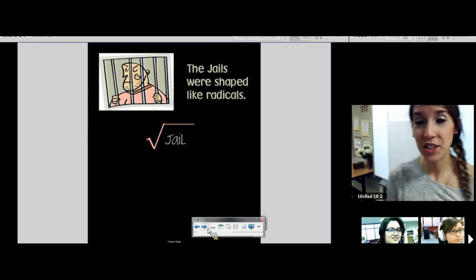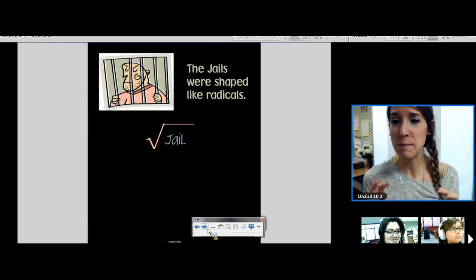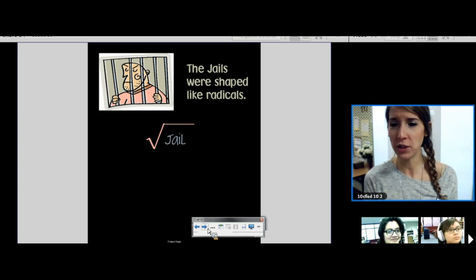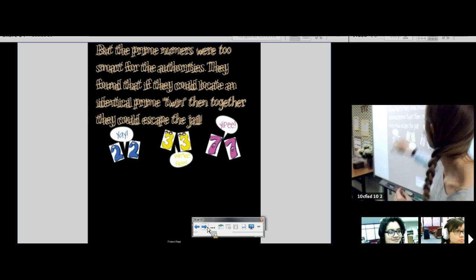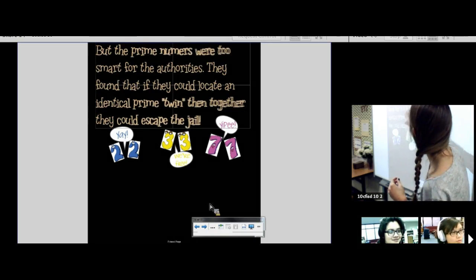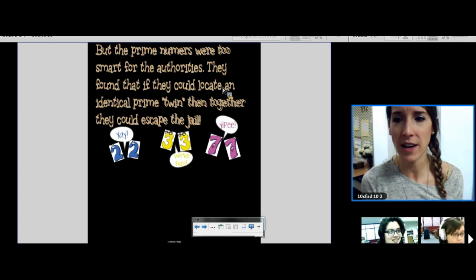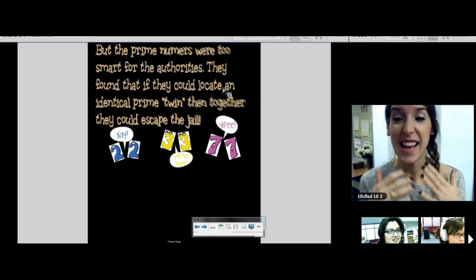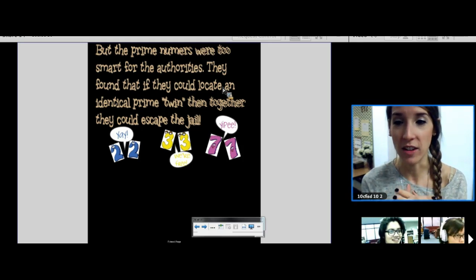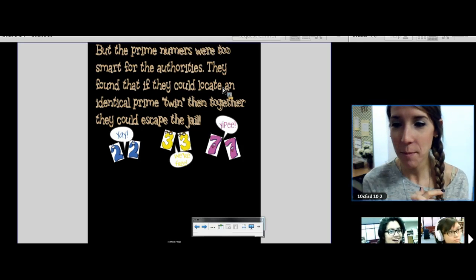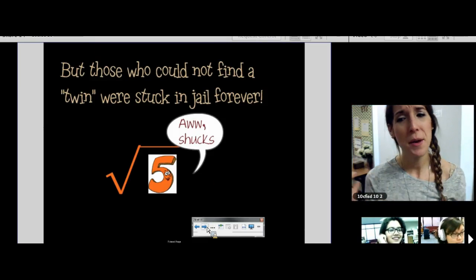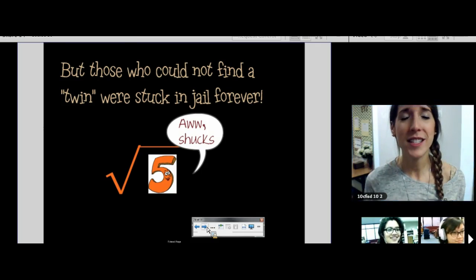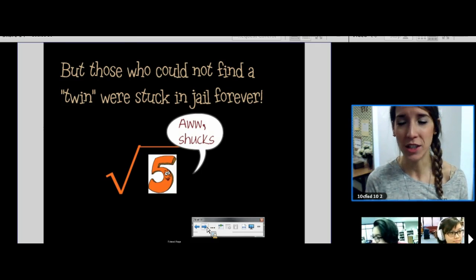Okay. The jails were shaped like radicals, so we're going to call this math jail. This is not in reference to real jail. We're not talking about real jail, just our little math jail. Something happened with the text here. But the prime numbers were too smart for the authorities. They found if they could locate an identical prime twin, then together they could escape the jail. Yay! We're free! So those prime numbers have to find a twin. But those who could not find a twin were stuck in jail forever. Aw, shucks.